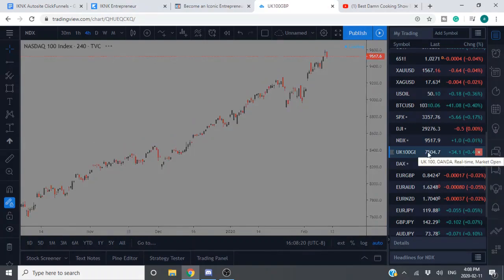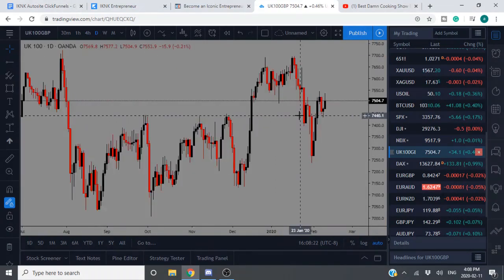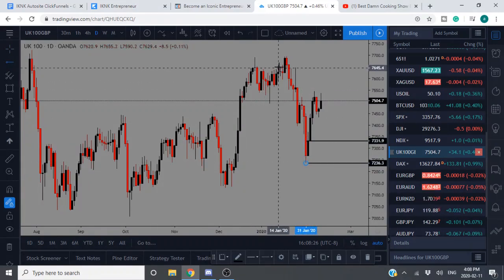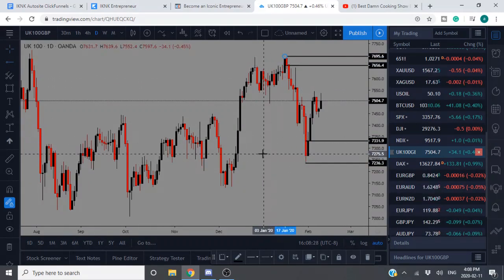All-time highs. UK 100. Daily chart. I like this daily demand zone. And we have daily supply up there. So as of now, I'd be waiting for prices to come up into these zones.